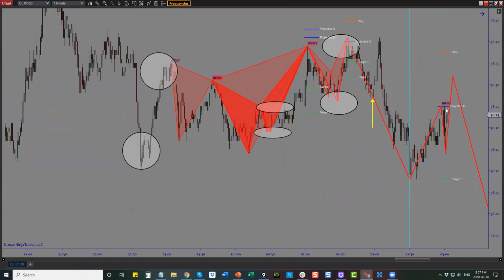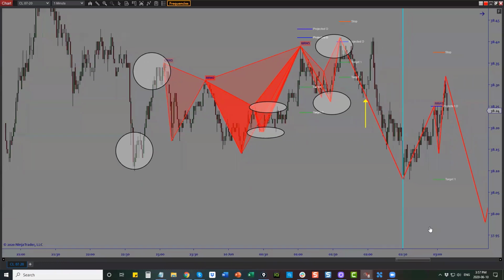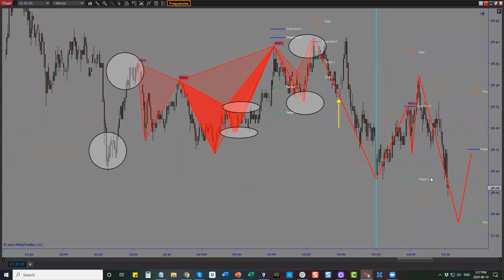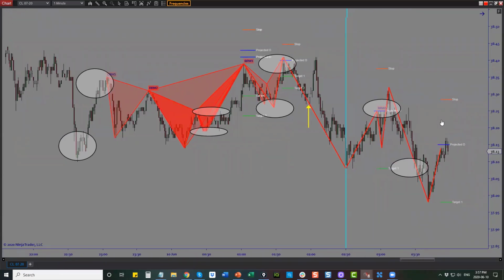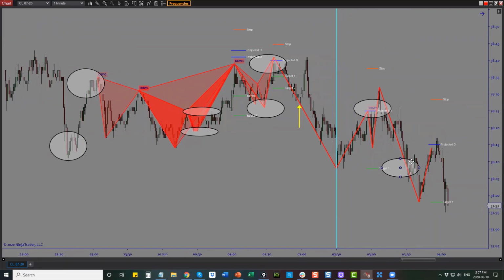Okay, here's the first short, projected D. That 30-minute candle closed at 2:30. Okay, came back, down, down, target. So there's the first trade. Remember, these are math-based, huge trades. These are not small five tickers. Projected D, target. Second trade. Kind of see the theme here, eh, guys?